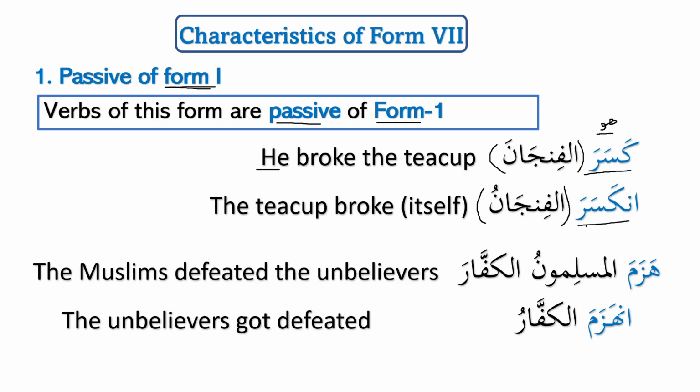When we have the passive, the first is the verb, and after that is naibul fa'il. For example, when we say qutila Bilalun, Bilal was killed, Bilal is naibul fa'il. But here it is not naibul fa'il. Here it is the fa'il, the doer. So inkasara al-finjanu, the teacup broke itself. Did you get the meaning? Like form number 1, where the doer is active, but when we bring it into form number 7, it gives the meaning of passive, where the thing breaks itself.